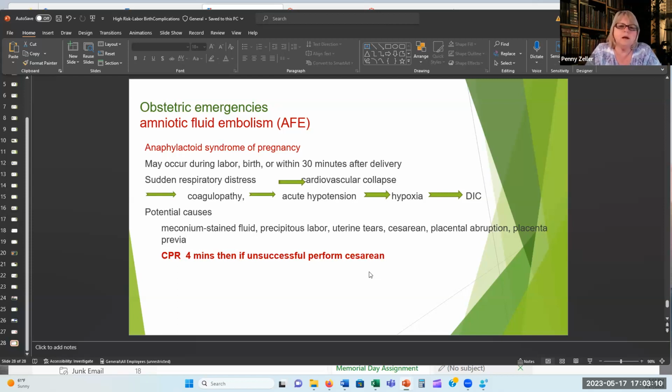So usually the facility has a policy. How long do you do CPR before you try to save the baby? You're trying to save the mother, and as long as the mother is doing well, the baby should be doing well. But if she's not, if you're trying to resuscitate her and you can't get her oxygen level up and it's not going well, then after 4 minutes, you need to do a C-section. Okay, CPR for 4 minutes. And you're not going to be tested on that.